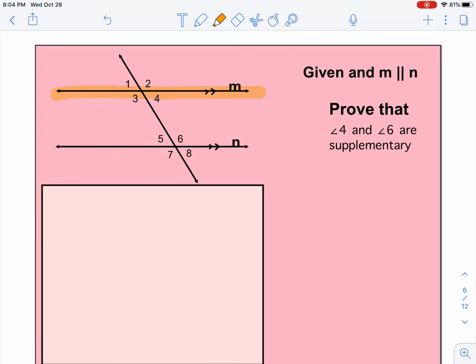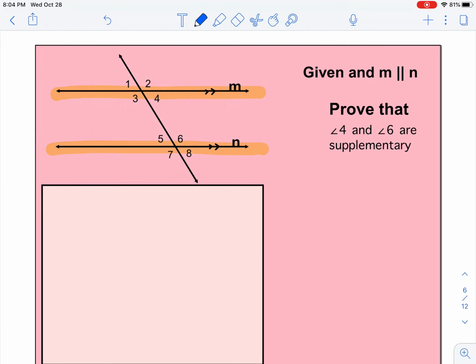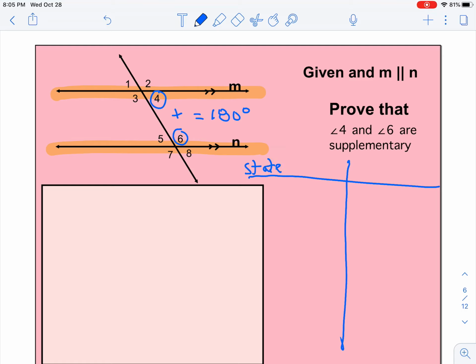We are going to be given again that M is parallel to N, and we want to prove that angle 4 and angle 6 are supplementary. So we want to prove that angle 4 and angle 6 add up to 180 degrees. They're supplementary. That's what we're trying to prove. All right. So we know we have parallel lines. We know we have some congruent angles, etc.